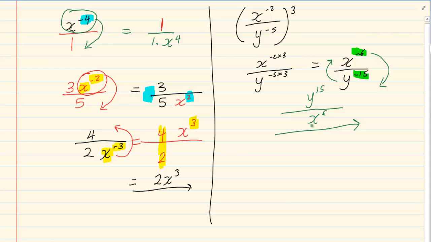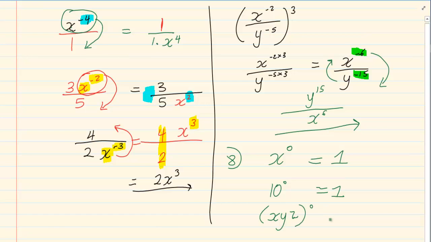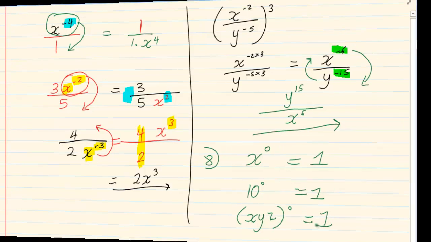Remember that you have to be able to implement all the rules together. The next rule we're learning is that any base to the power of 0 is equal to 1. So if I give you 10 to the power 0, it would equal 1. If I give you x, y, z all to the power of 0, it's going to equal 1.